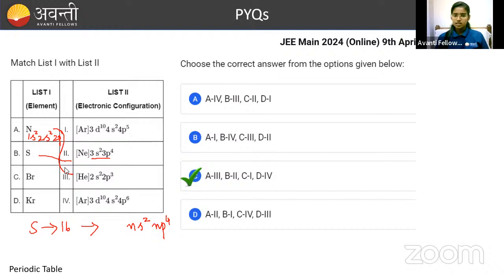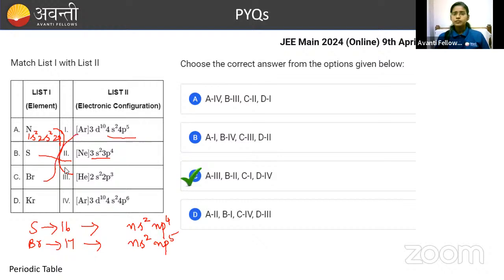And coming to C, bromine. Bromine belongs to 17th group. For all the 17th group elements, the outer electronic configuration will be ns2 np5. So we have only one option with ns2 np5, which is 4s2 4p5. Bromine belongs to the fourth period, and that's why the outer electronic configuration is 4s2 4p5. So C goes to 1.